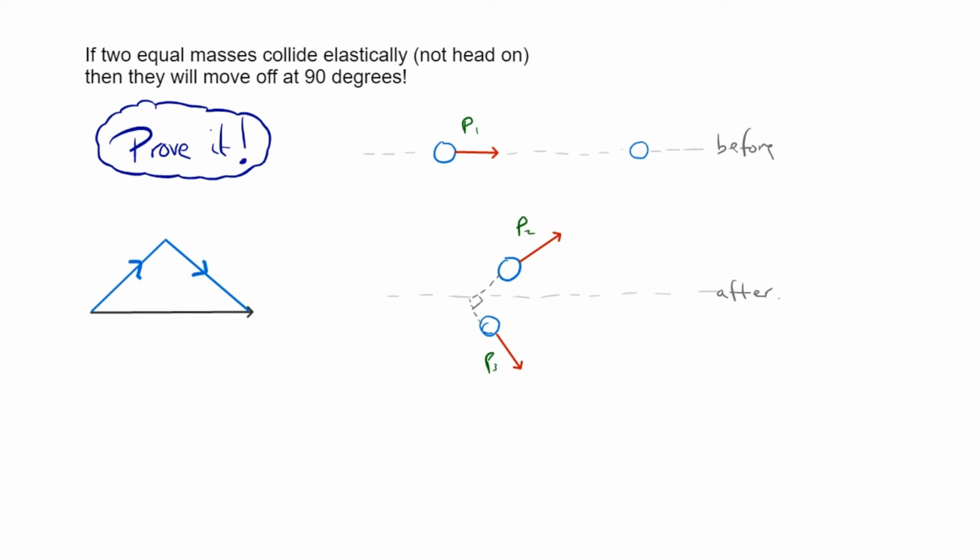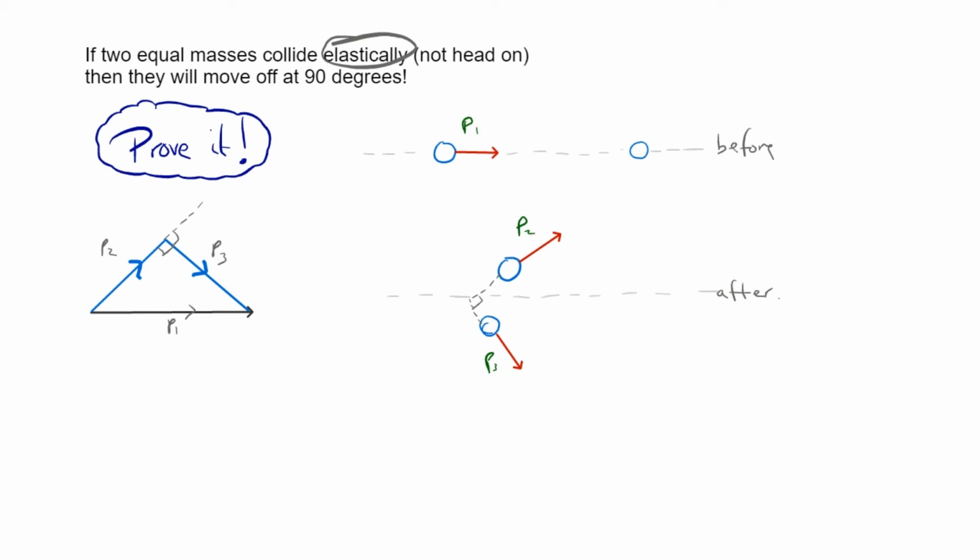Let's write all those on. So there's P1 going that way, that's P2. And the idea is that P1 is equal to P2 plus P3, but we have to prove that that would be a right angle, because they're moving off at a right angle. The other key thing here is that the collision has to be elastic for this to be true. So that's a kind of clue.